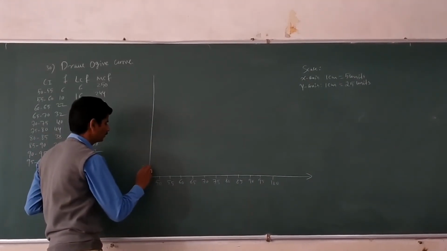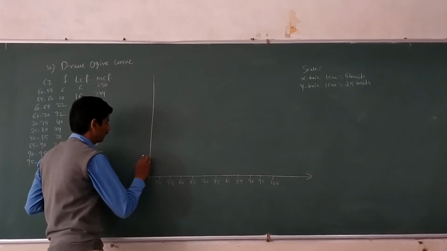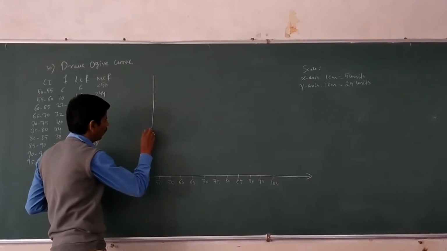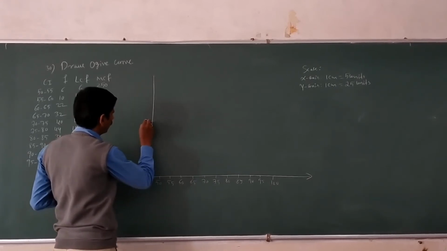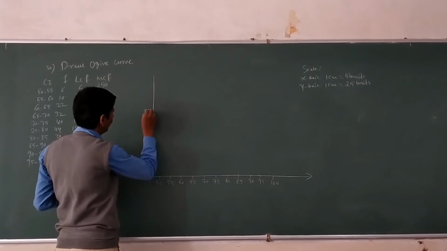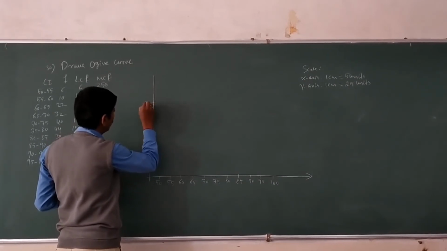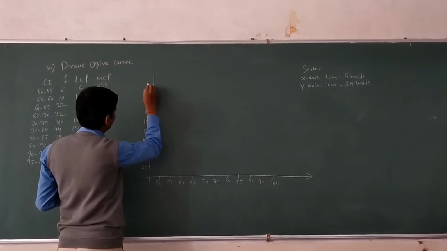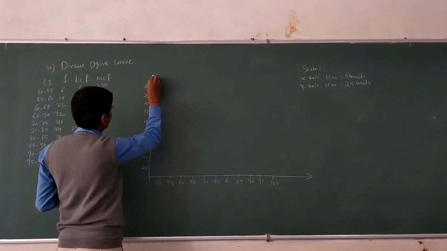Here the y-axis values are 25, 50, 75, 100, 125, 150, 175, 200, 225 and 250.